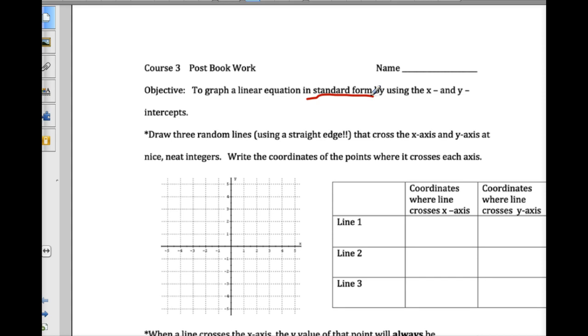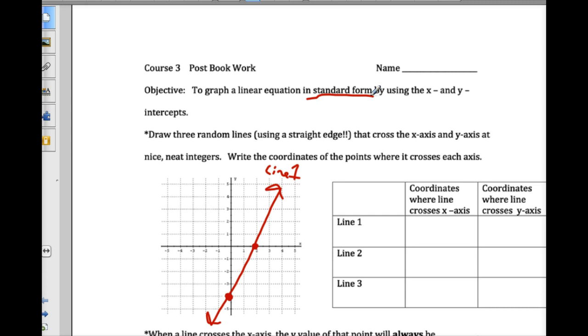And then it's got to cross the x and y intercepts at nice, neat integers. What I mean is, don't put a big old point in between. I'll do one first. I'm going to put an x-intercept and then a y-intercept at -4. Then I'm going to grab my straight edge. Do something, your ID or something like that, for a straight edge.